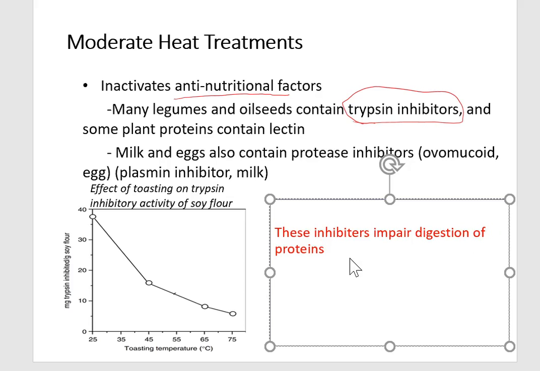So what happens when digestion is inhibited? The availability of proteins will be reduced. They won't be available to be absorbed by the body. The biological availability. Reduced. Okay.